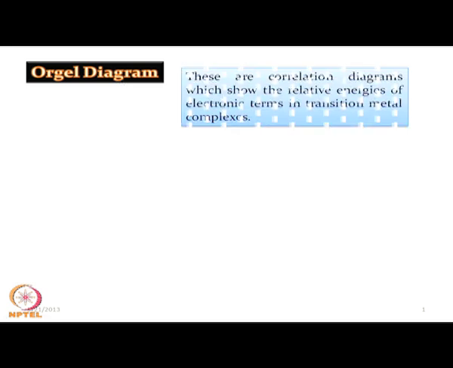That is known as the corresponding Orgel diagram. It is a primitive one, a very basic one compared to our other high level diagram which is known as the corresponding Tanabe-Sugano diagram. In this particular case we will be just looking for correlation diagrams. So, these are basically correlation diagrams which can show the relative energies of the electronic terms in transition metal complexes. So, basically we will correlate with respect to the free ion terms.